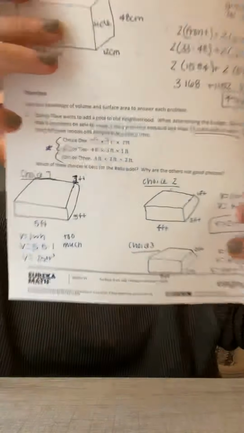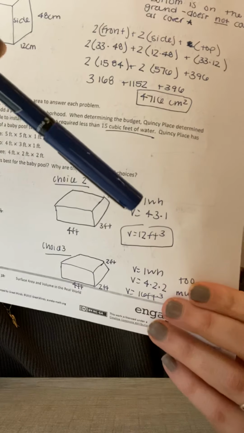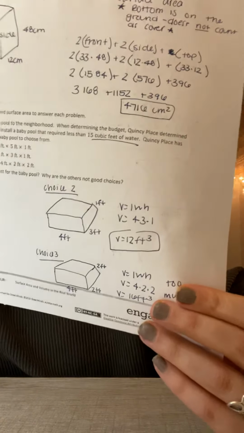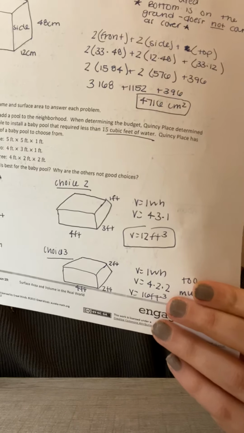Now for choice 2, I did V equals length times width times height, and then I said V equals my length, which is 4, my width, which is 3, and my height, which is 1. If you do 4 times 3 times 1, you should get 12 feet cubed. So, okay, we know that that's less than 15, so that could potentially work, but I'm not going to jump yet because I want to go to choice 3 and see what I get for this.